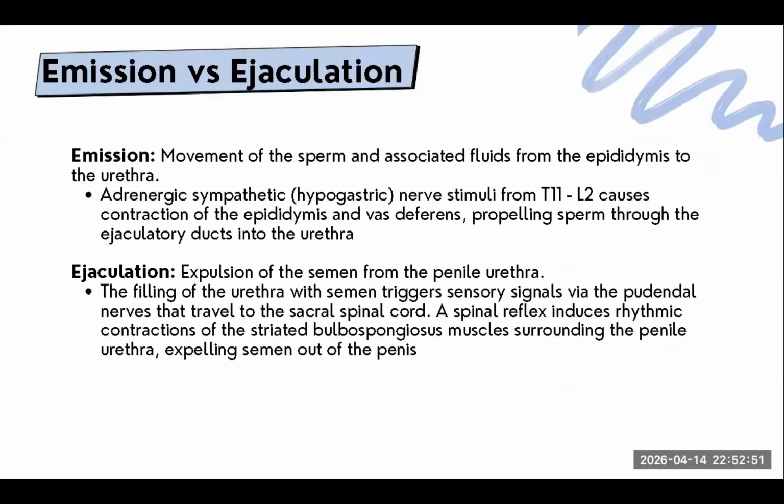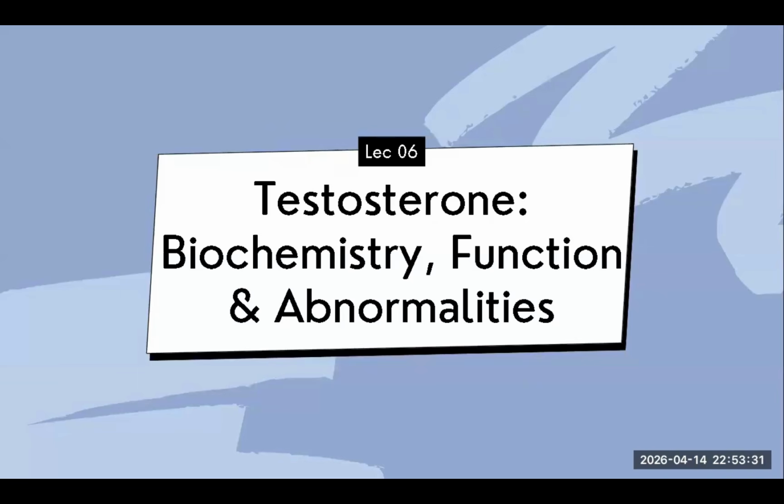Let's talk about emission and ejaculation for the last slide of this lecture. Emission is the movement of the sperm and associated fluids from the epididymis to the urethra. And the doctor had this in the slides. I'll just add it for completion's sake. This is the process by which emission actually occurs. Now, ejaculation is the expulsion of the semen from the penile urethra. They work after emission takes place first and then followed by ejaculation. And again, this is the process by which ejaculation takes place. You may pause the video if you want to read it. This is it for lecture 1.